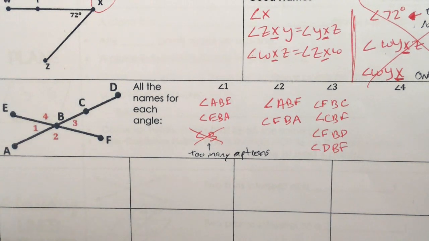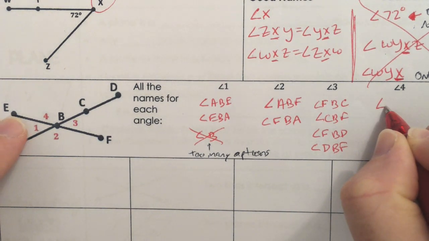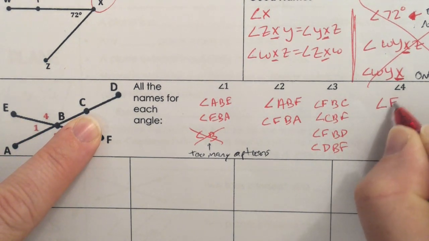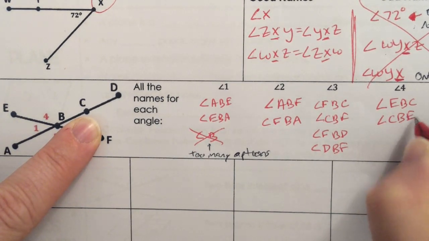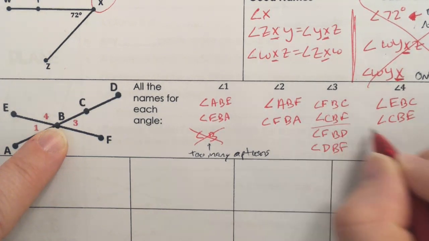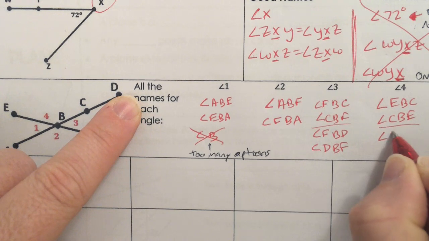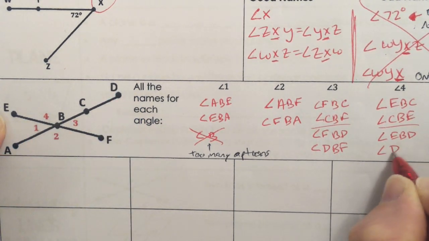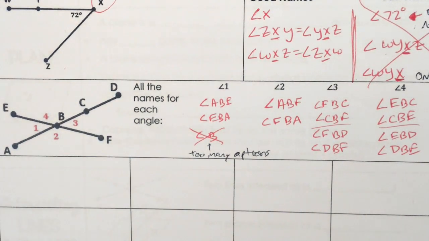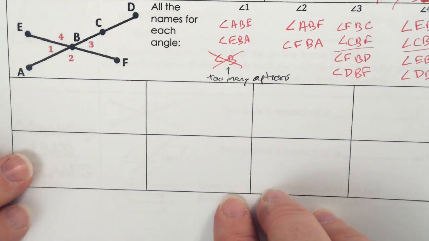Awesome. Okay, let's see what you guys got. For angle 4, let's see if you got the right answers. We got EBC is one of them, or the mirror image of that, CBE. And another one would be EBD, or the mirror image of that, DBE. All right, sweet. Now we've got these extra boxes here. That's if you think of any other random information you need to know as time goes on.